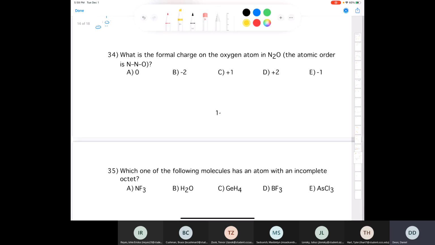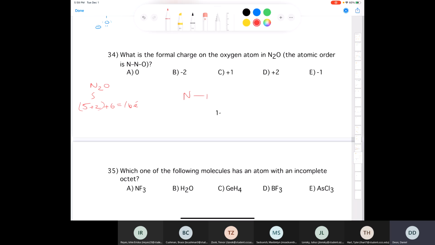Question 34. What's the formal charge on the oxygen atom in N2O, dinitrogen monoxide? And it also shows us the order that the atoms are going to be in the structure of this molecule. Well, if you tally up the number of valence electrons in N2O, we've got 5 for each nitrogen, so that's 5 times 2 plus 6. That gives us a total of 16 valence electrons.